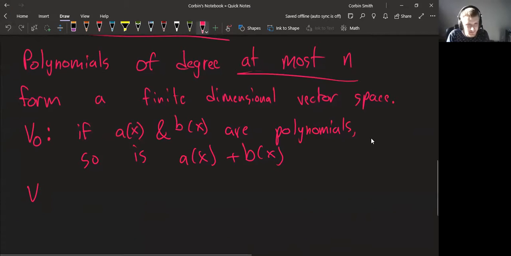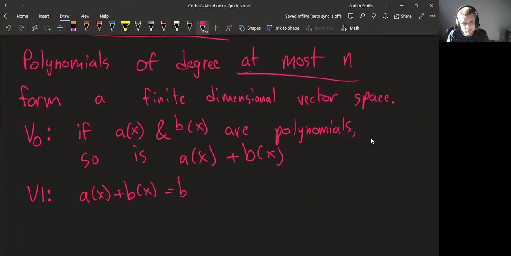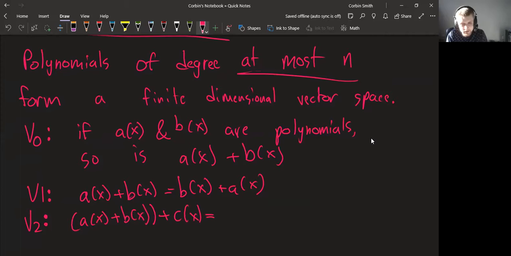And then property 1: a of x plus b of x equals b of x plus a of x. That's pretty obvious, but a vector space needs to have this property in general. So we're just listing all the properties that we need in order to identify a vector space. I'm sorry if this is a little obvious, but if we have these properties, then some really nice things happen, which you may or may not be familiar with. So then we have associativity, obvious again.